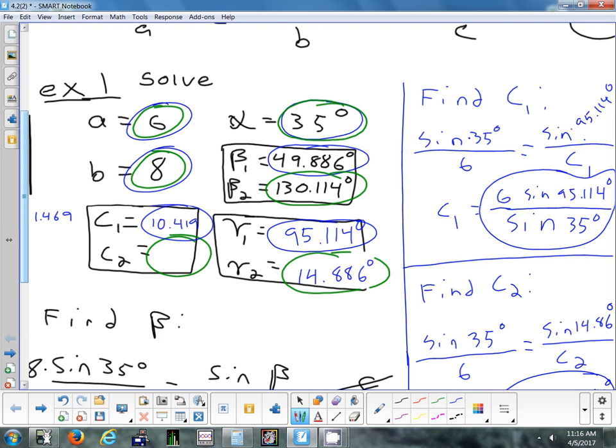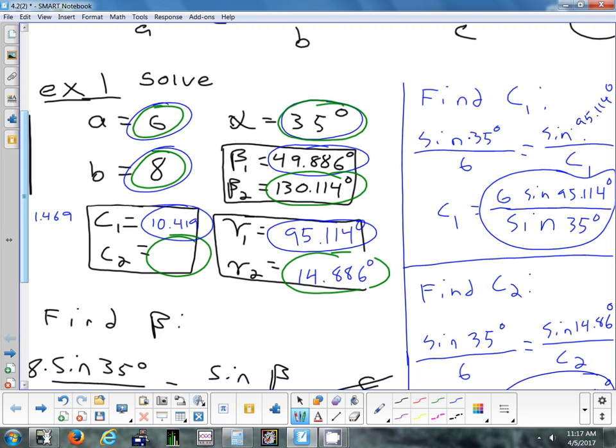Okay. Again, I can't say if that's correct without a calculator, but I can say it seems reasonable because it's the biggest side. And if you add any two together, it's now bigger than the third. Did anyone else get 10.419? Okay, then if we got that, it's probably right.